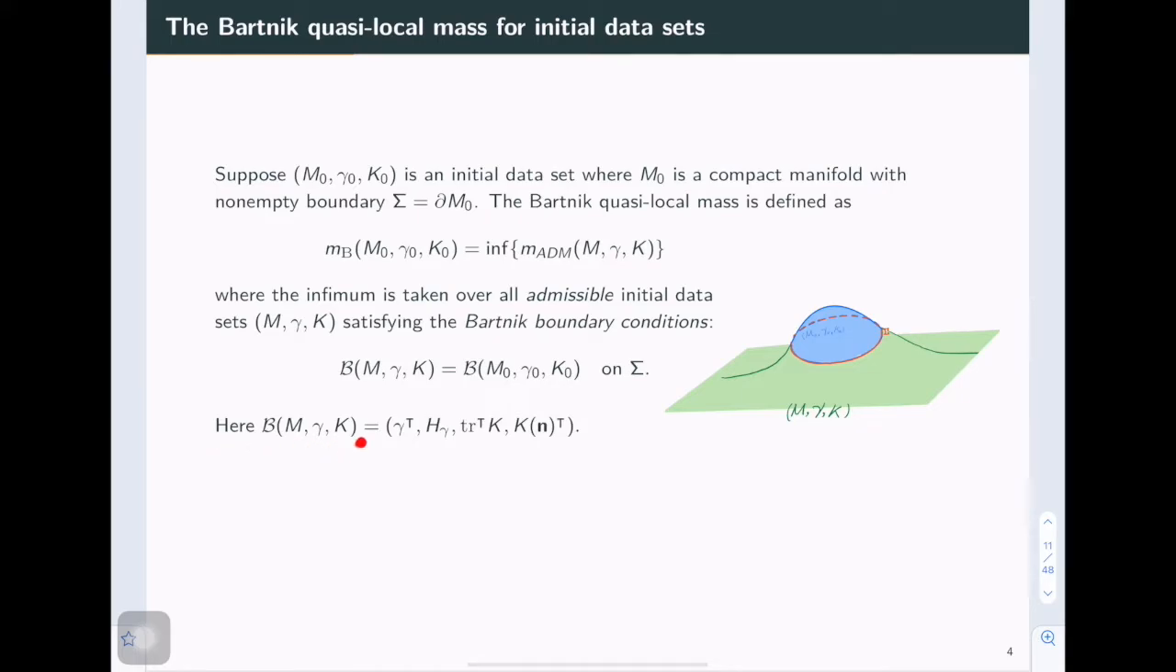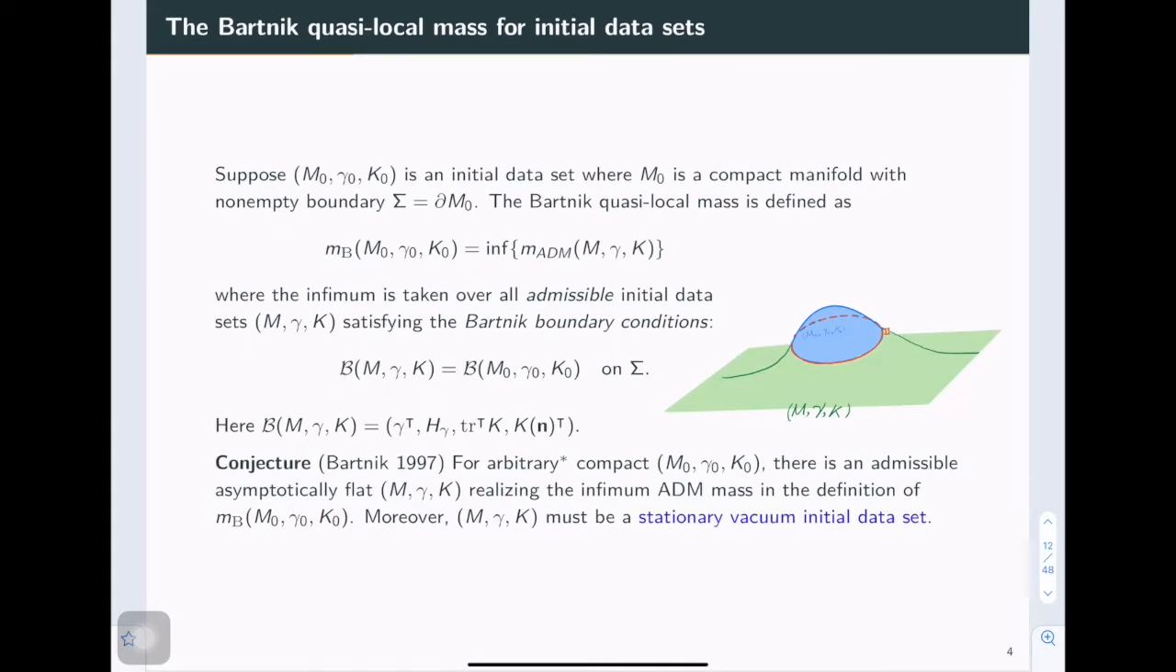Here, the Bartnik data of an initial dataset consists of the induced metric on the boundary, the mean curvature of the boundary, the restricted trace of the tensor K along the boundary, and the tensor K contracted with the unit normal vector along the boundary. There are some other technical assumptions for extensions (M, gamma, K), such as the non-horizon condition and the dominant energy condition. With all those conditions satisfied, we call such an extension an admissible initial dataset, or an admissible extension.